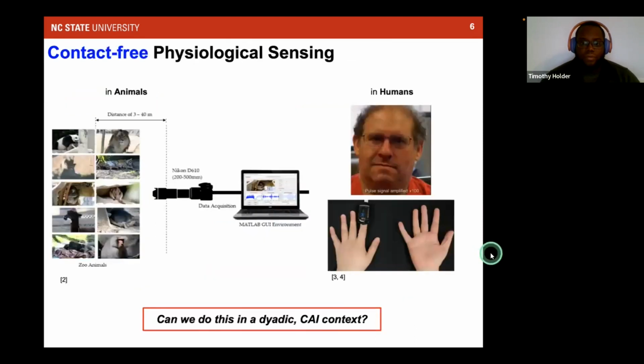Next slide, please. And so we started to investigate the concept in the area of contact-free physiological sensing. Briefly, on the animal side, there's been some work done on detecting respiratory rate as well as skin temperature using RGB cameras as well as infrared cameras. On the human side, there's been some work detecting heart rate, blood oxygenation, and some other signals in stationary humans or individual body parts. And so we are investigating the question, can we do contact-free physiological sensing in a dyadic canine-assisted interaction context? Next slide.